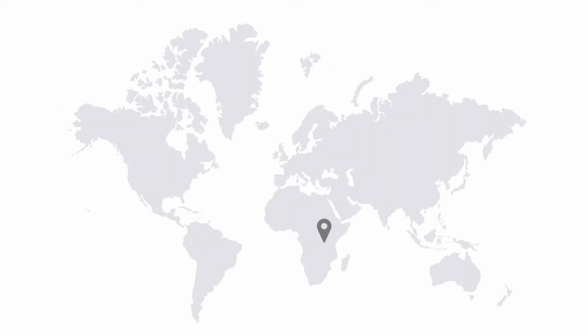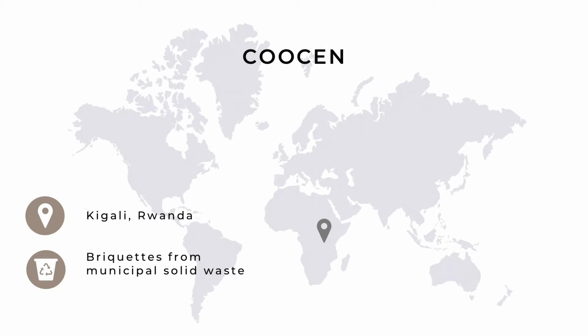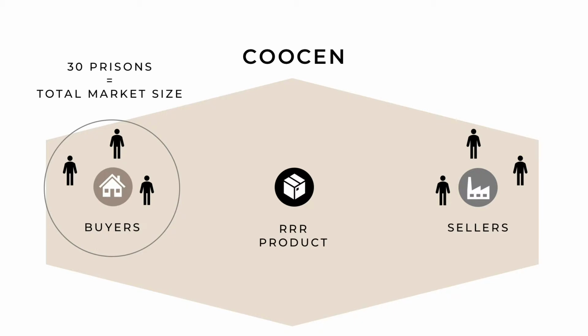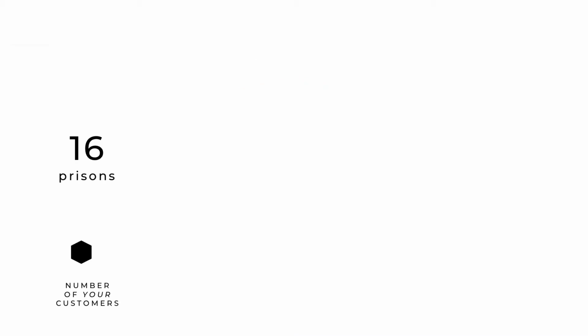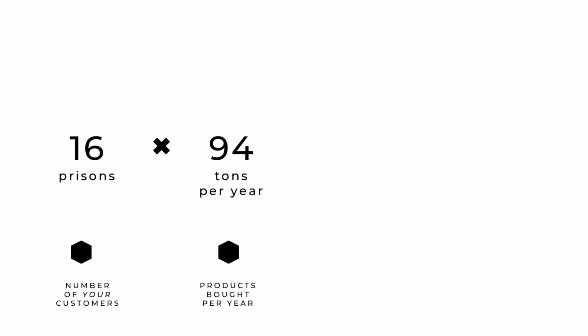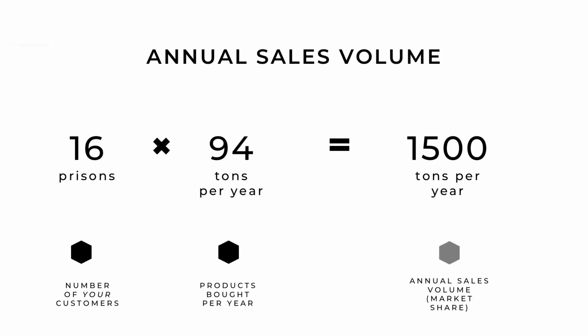Okay, let's look at this with an example. Kusen is a women's initiative located in Kigali, Rwanda. Kusen produces briquettes for heating made from municipal solid waste. Now, they sell briquettes to prisons. So, in Rwanda there's around 30 prisons, which is the market size. Kusen sells to 16 of them. So this is their market share. Each prison buys 94 tons of briquettes per year. So the annual sales volume of Kusen amounts to 1,500 tons of briquette.